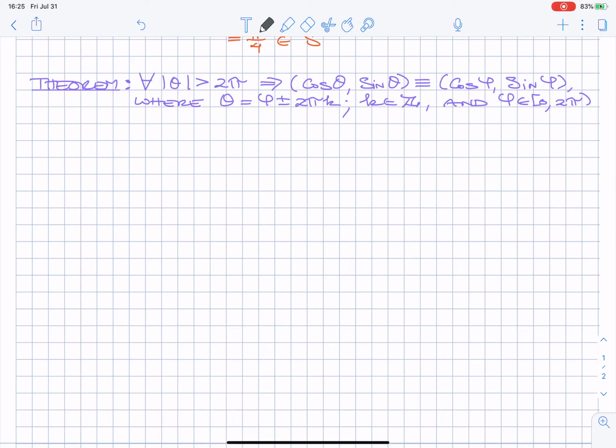So for example, evaluate these 6 trig functions, or these 6 trigonometric functions.